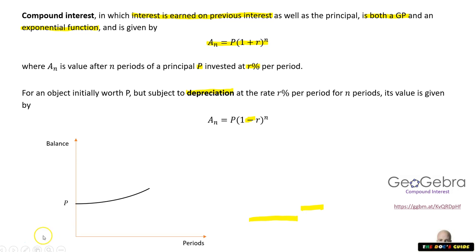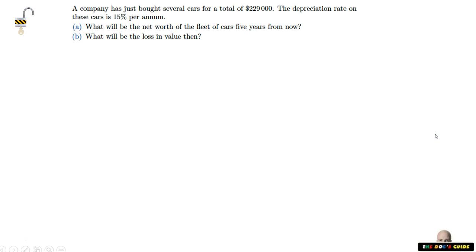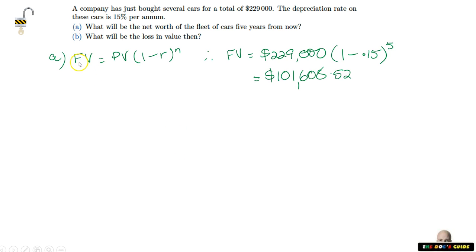Okay, so let's look at some typical questions. Now you won't get many questions on compound interest or simple interest, but we need to have our head around them anyhow. So in this first one here, a company has bought several cars for this total. There's a depreciation of 15% per annum, and we want the net worth of the fleet of cars 5 years from now. So in that case, it's our compound interest formula.